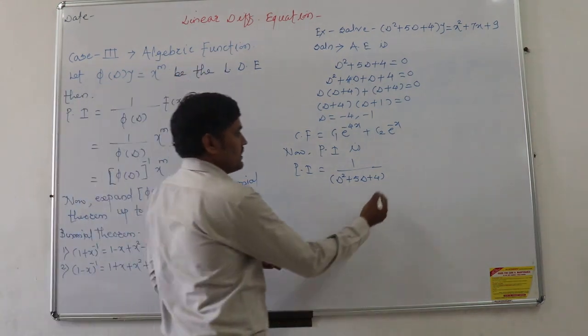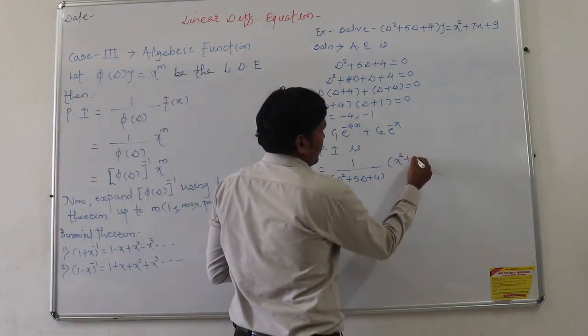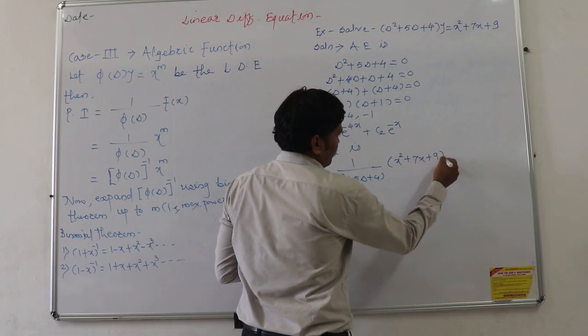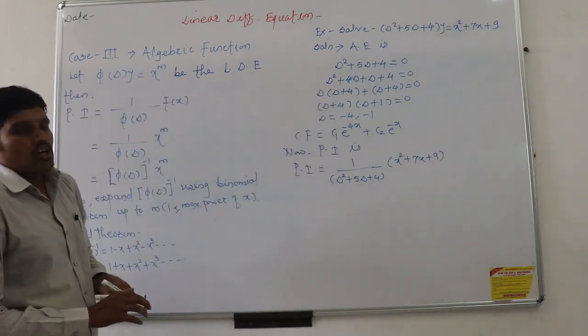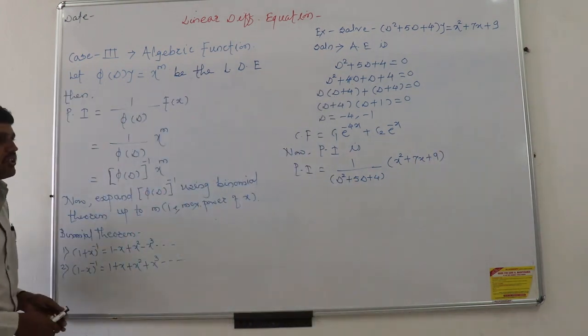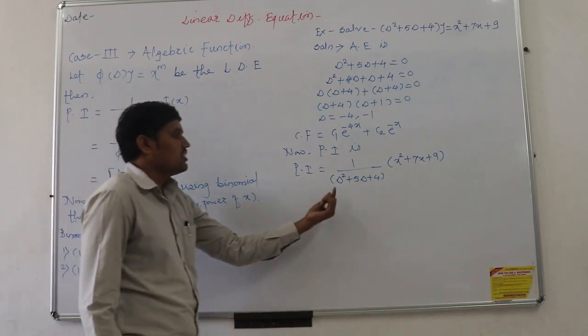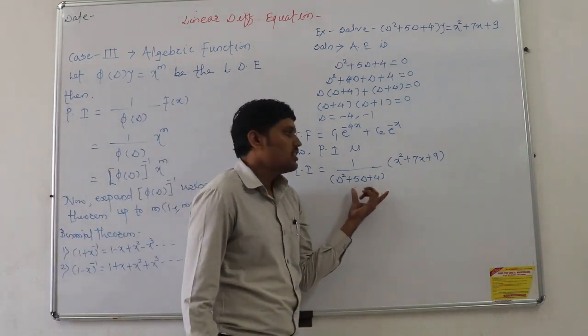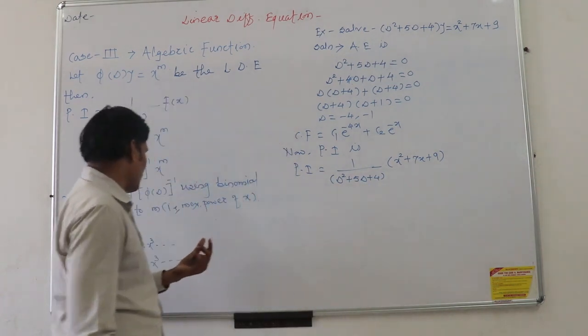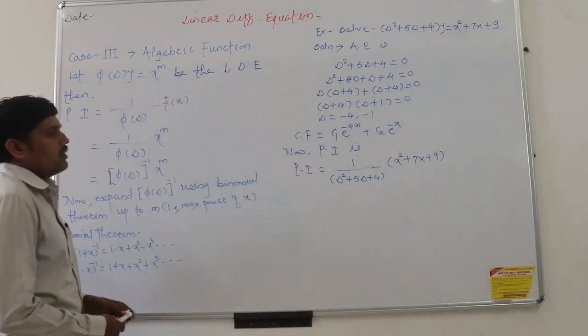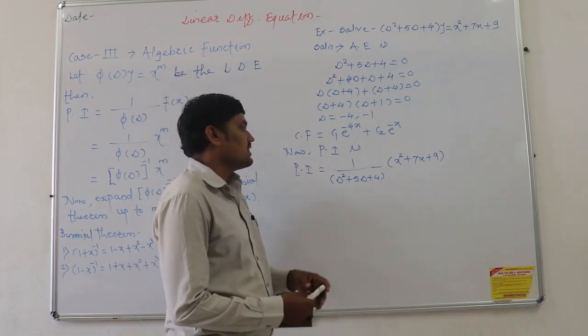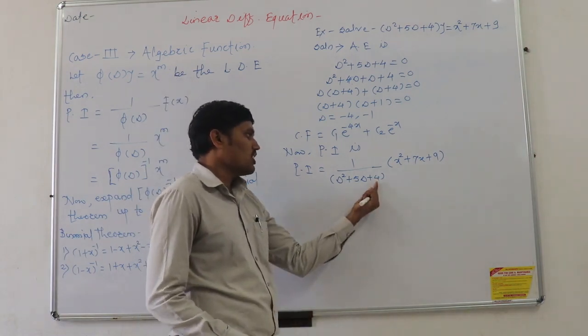So the right hand side is x square plus 7x plus 9. Now we have to simplify it by using the binomial theorem, and in the binomial theorem the first term is 1, but here it is D square plus 5D plus 4. So first reduce it into 1 plus or 1 minus, and to do that, consider the constant term as common. So here the constant term is 4.